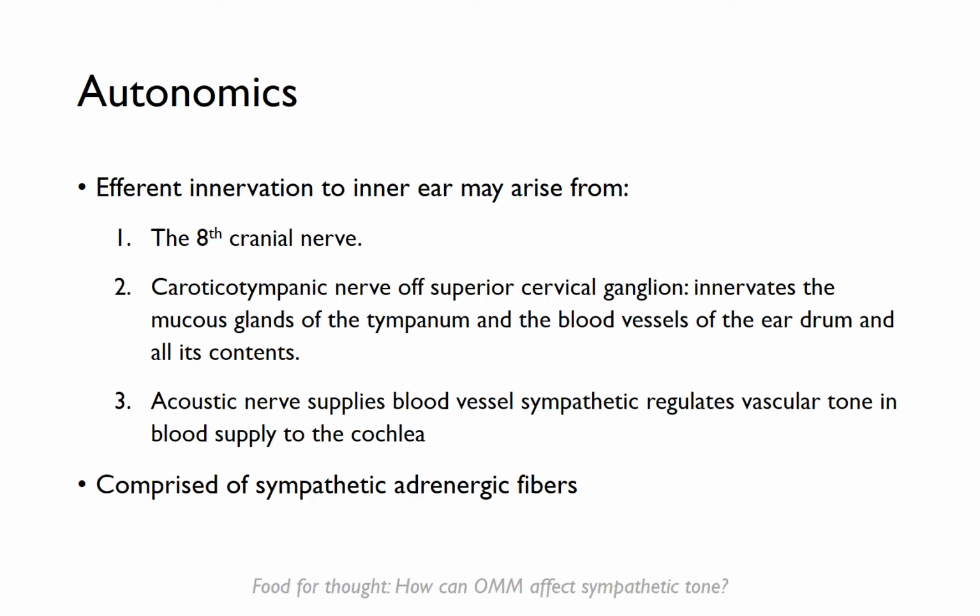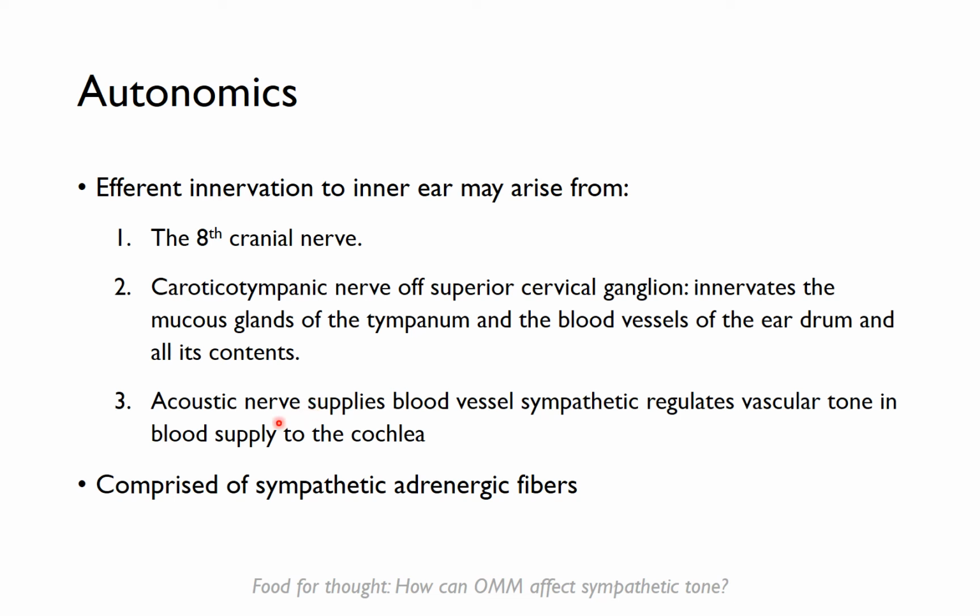And finally, we have autonomic innervation to the ear structures. They can arise from the eighth cranial nerve. It can arise from the carotid-tympanic nerve, which is autonomic off of the superior cervical ganglion. That, of course, is a sympathetic autonomic innervation source. These will innervate the mucous glands of the tympanic membrane and the blood vessels of the ear and the eardrum. So that could, of course, regulate the vascular tone of those blood vessels. It can improve the mucus secretions in this area.